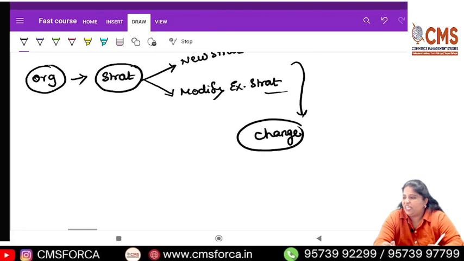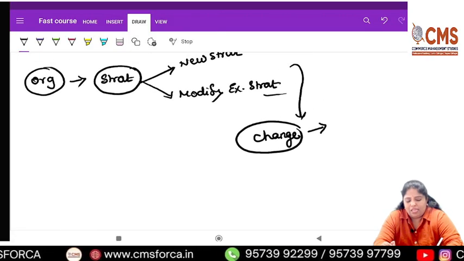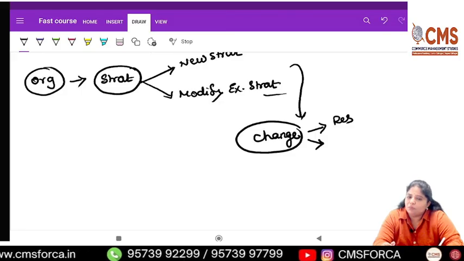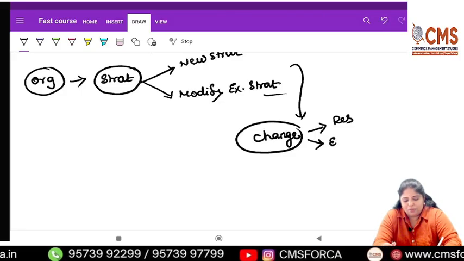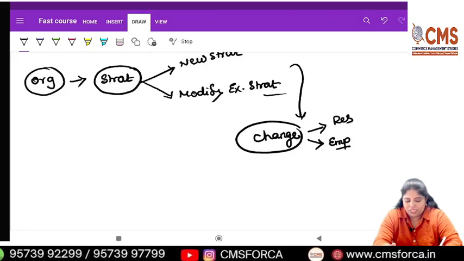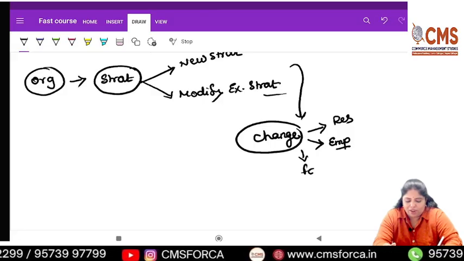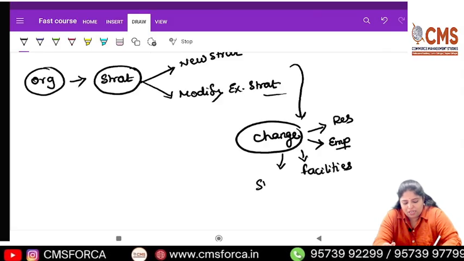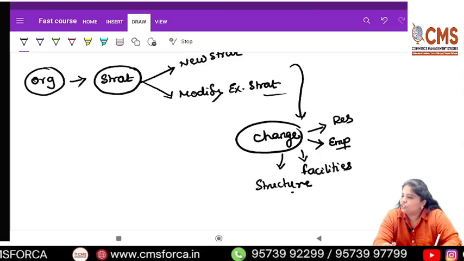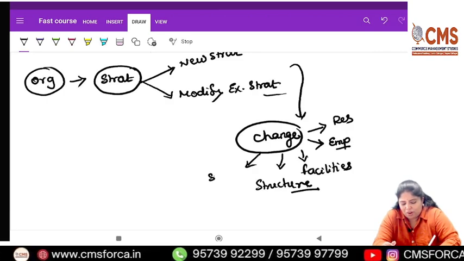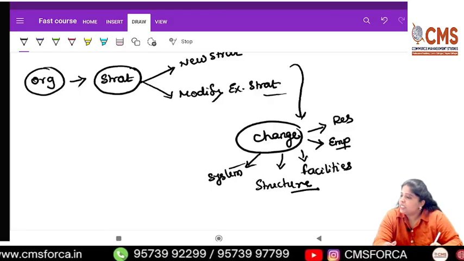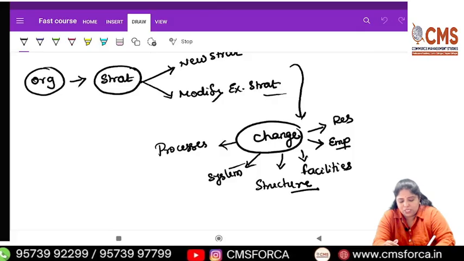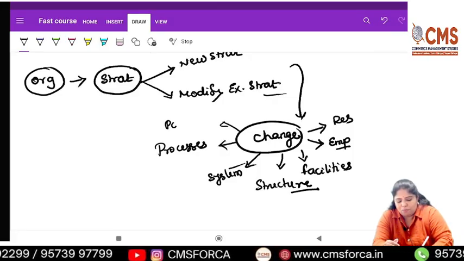And this change might be seen in resources again, almost similar points to what we wrote earlier. Change might be seen in employees. Change might be required in facilities. Change might be required in organization structure. Change might be required in organization systems. Change might be required in their processes or even in their policies.